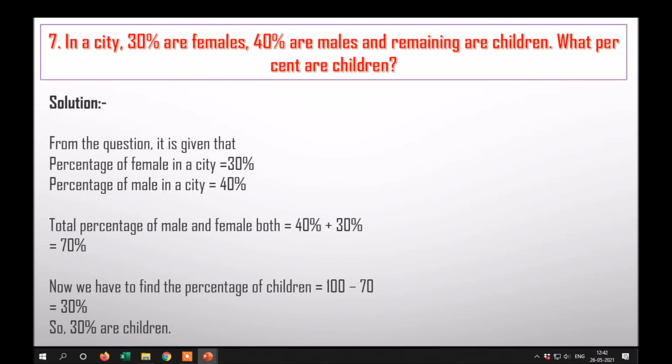Seventh question, in a city 30% are female, 40% are male and remaining are children. What percent are children? From the question it is given that percentage of female in the city is 30%, percentage of male in a city is 40%. So total percentage of male and female both are 40 plus 30, that is 70%. Now we have to find the percentage of children, that is 100 minus 70 is 30. So 30% are children.